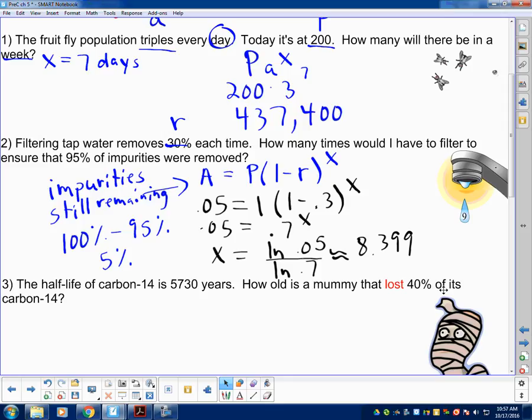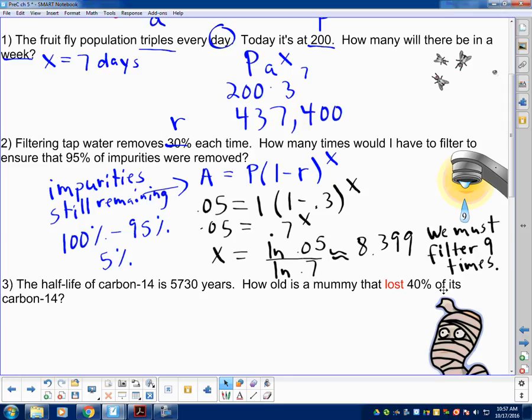So we would round. Yes, we would round that up. So we'd say, we must filter 9 times. So yeah, the 9 represents filter cycles. I don't really have a time period attached to X. I don't know how long a filter cycle takes, but it's 9 filter cycles. Right?